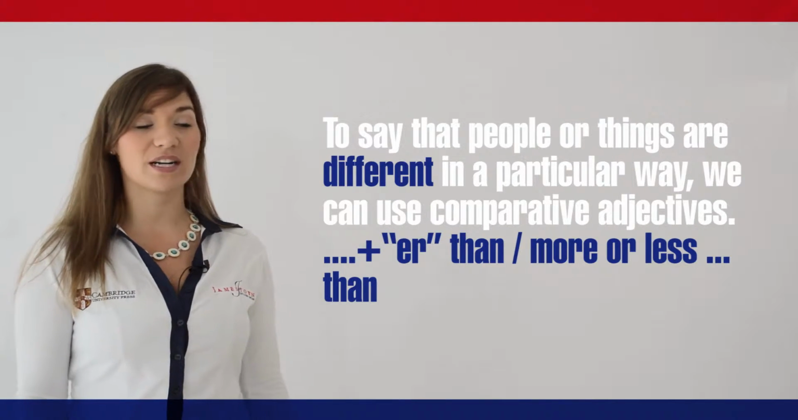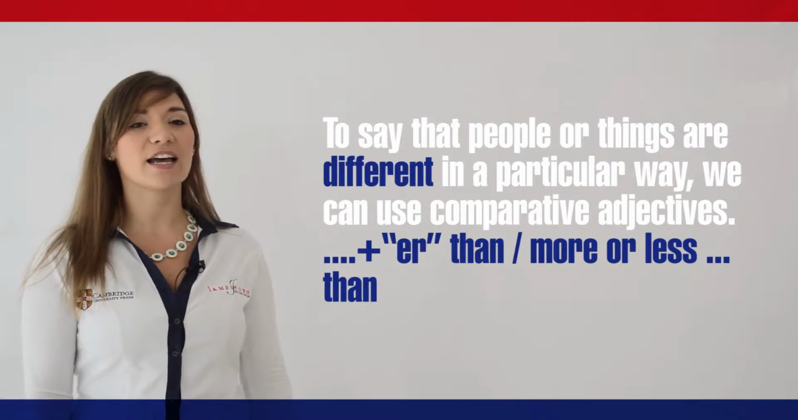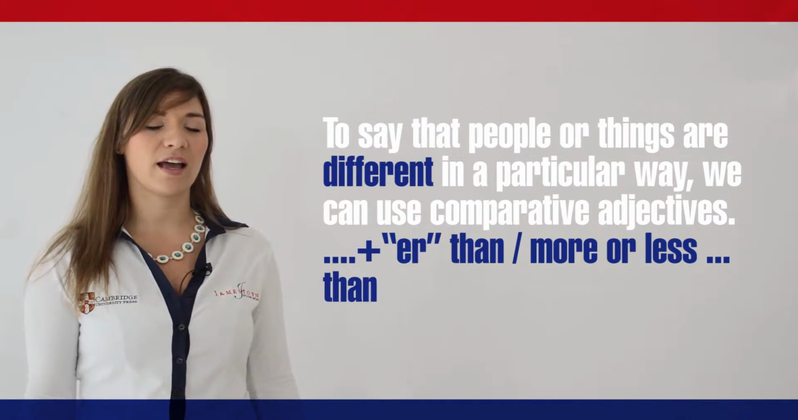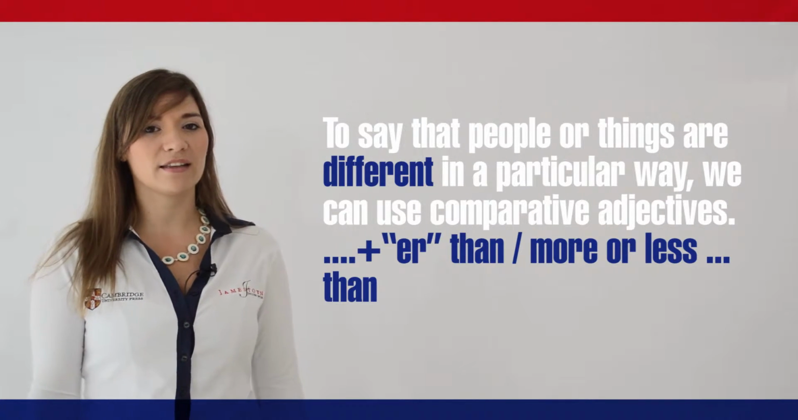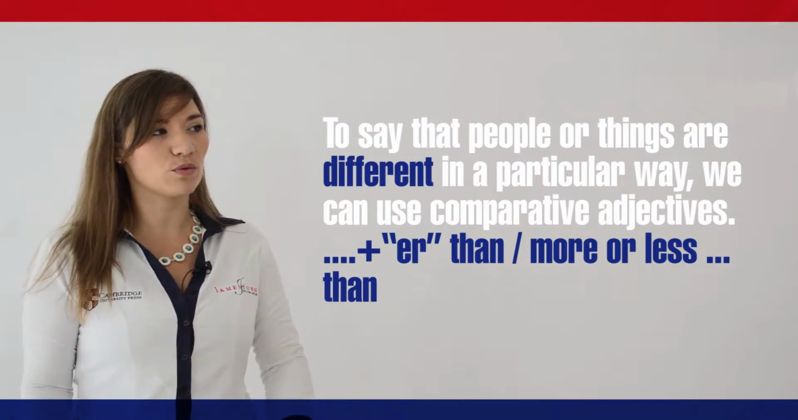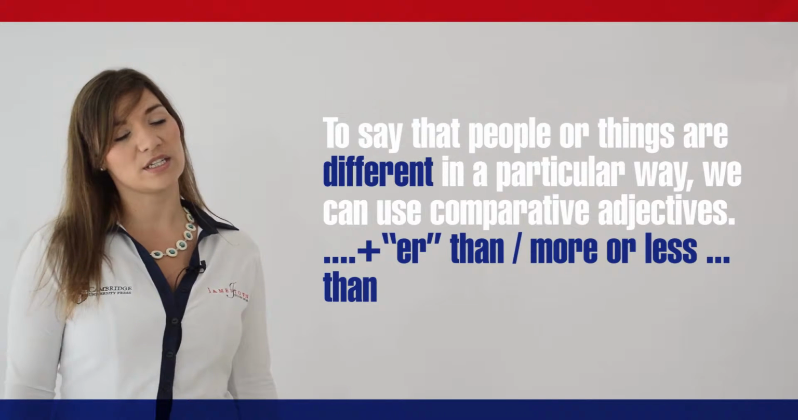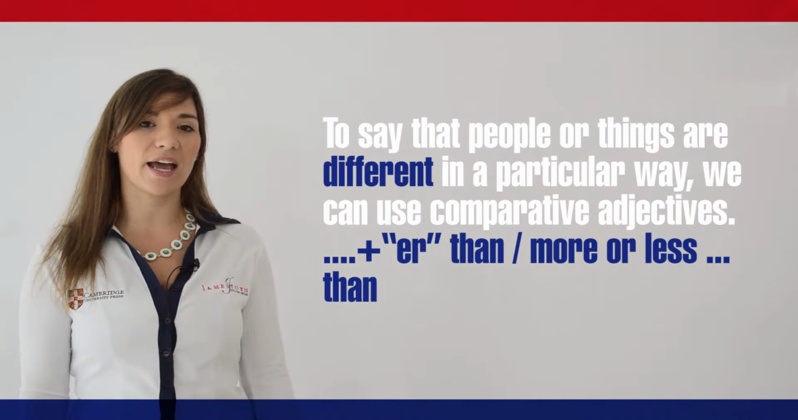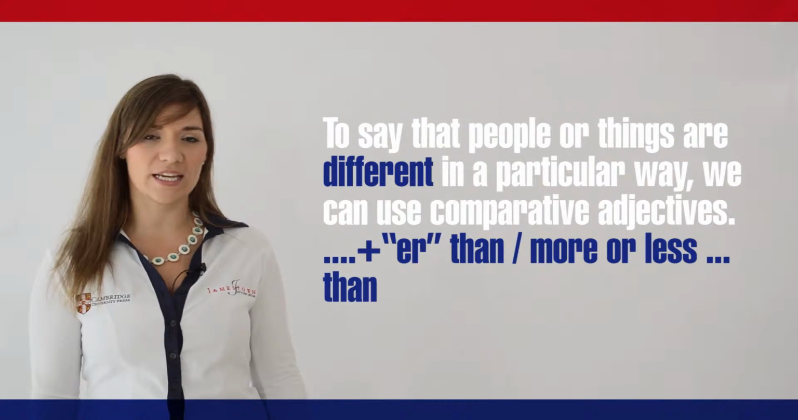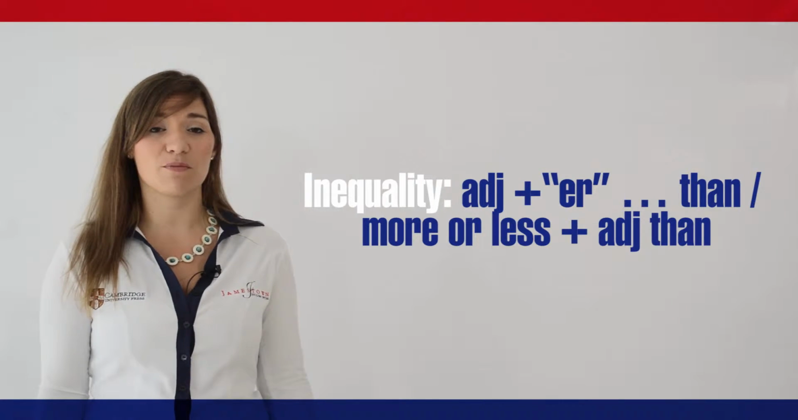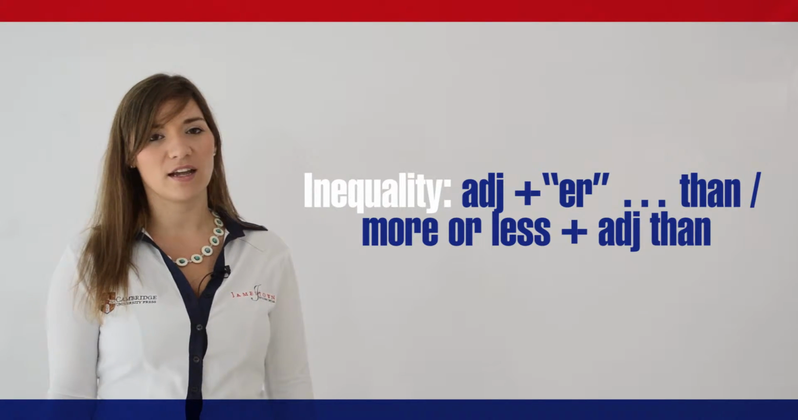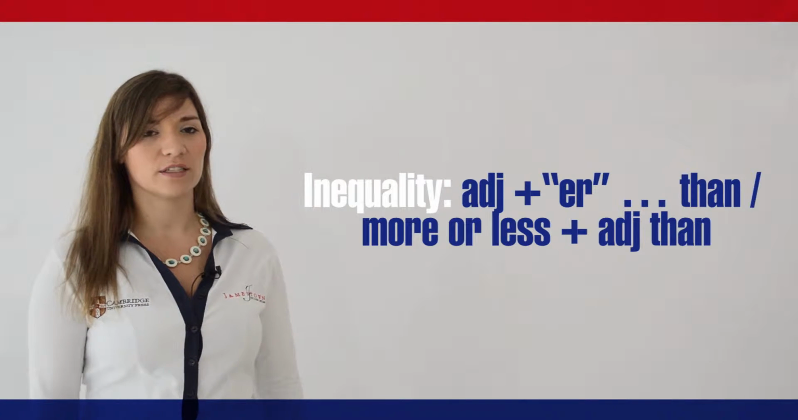We can use comparative adjectives in this case, adding er at the end of the adjective and then adding the word than. Or if the adjectives are longer than two syllables, we add the word more or less at the beginning, that is to say before the adjective, and then after the adjective than.